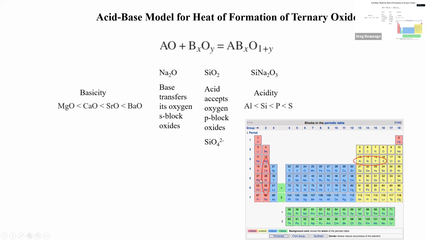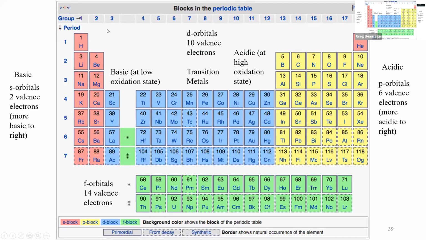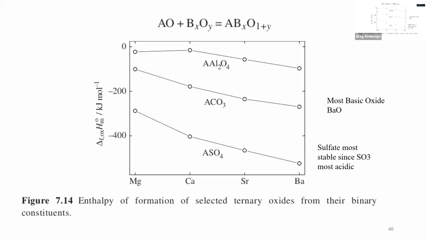So he's saying basic and acidic components will give you a higher energy. When you have more basic and more acidic combined, it gives a higher heat of formation. That's the idea. So basically this is showing how that works, just showing trends that match that up.